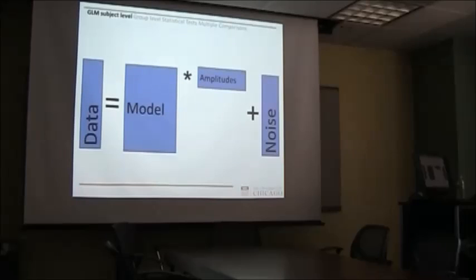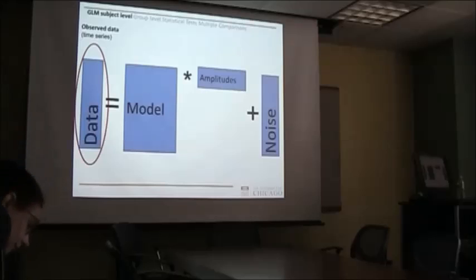As I said, you use this GLM at different levels, and the main level where you use this is the subject level. In this case, the data that you have, your observations, are a time series. So you run some experiment, and over time, for each time point, for each volume, you acquire one measurement per voxel. So that's the observation.